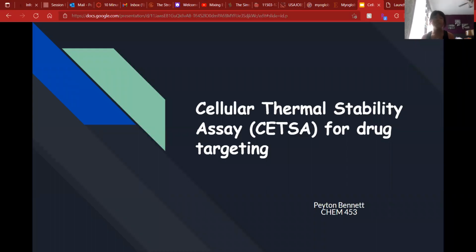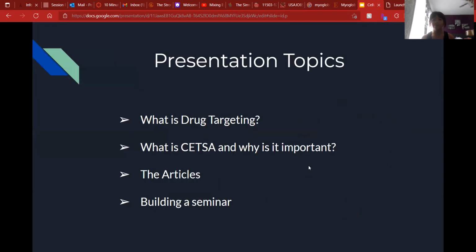My name is Peyton Bennett, and today I will be talking about the cellular thermal stability assay, or CETSA, for drug targeting. So what we're going to be talking about today, first we're going to talk about what drug targeting is, then we'll talk about what CETSA is and why it is important, and then we will briefly discuss the articles and what they looked at, and then we'll talk about building my seminar.